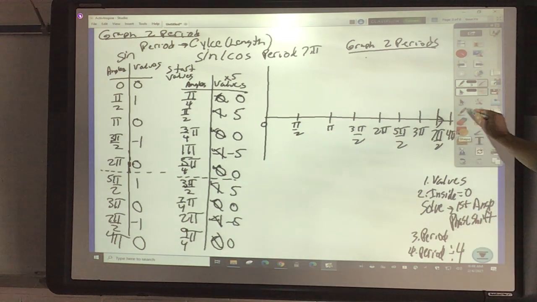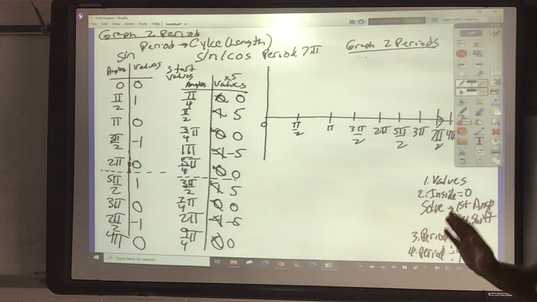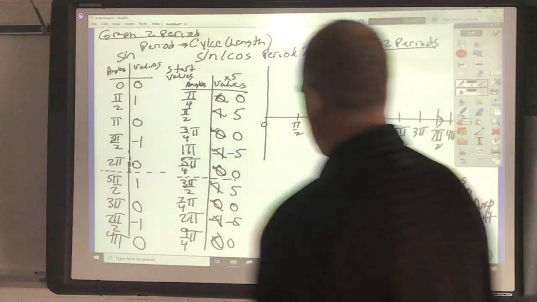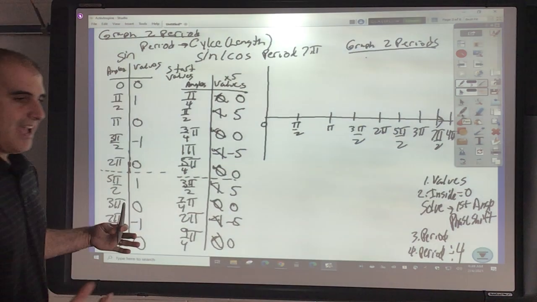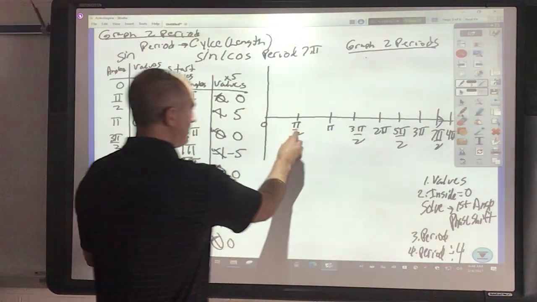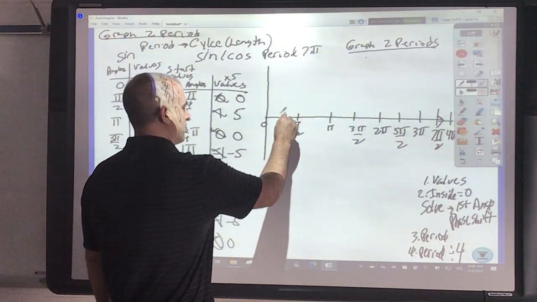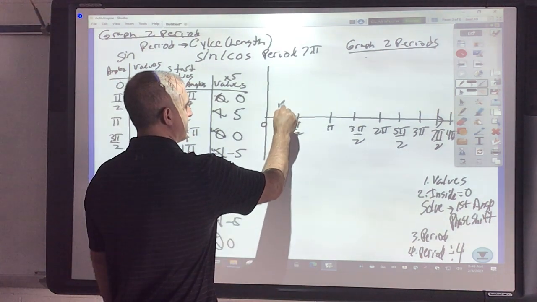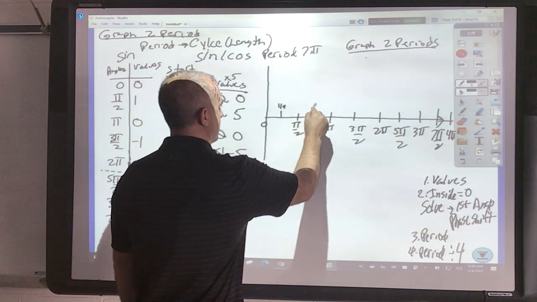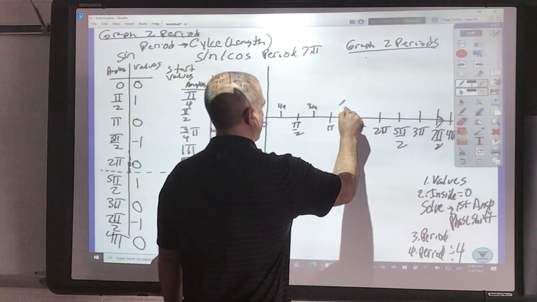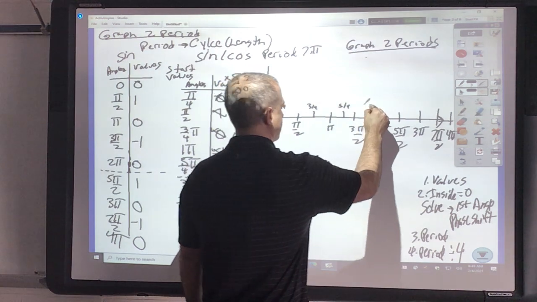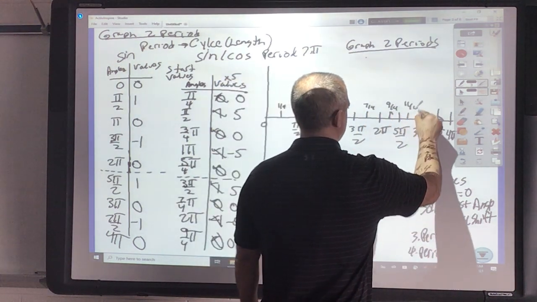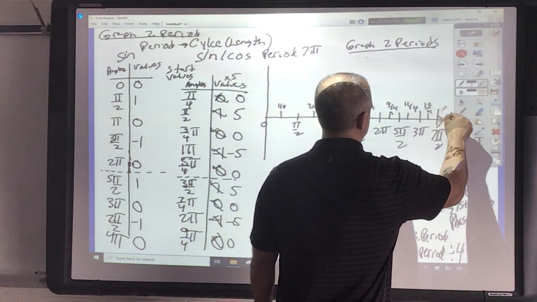Okay? Now, as you can see, Mr. Evans, we got fourths here. You can see little fourths. Half of a fourth is, or half of a half is a fourth. So I'm going to cut the halves. So that's going to be basically a quarter pi, 3/4, 5/4, 7/4, 9/4, 11, 13, 15.